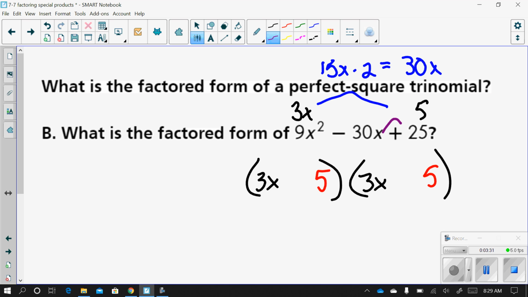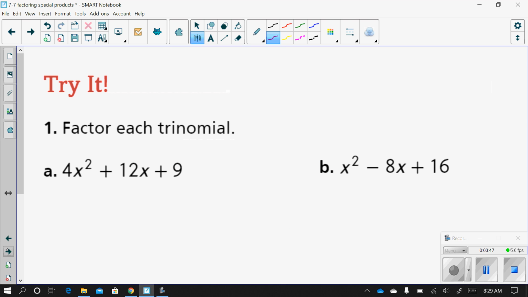Let's check our signs. C is positive, so signs are the same. Look here. It's minus, so they're going to be both minus. Or you can write it as 3x minus 5 squared. Okay, so there is your answer. Okay, pause the video and try these two problems, please.